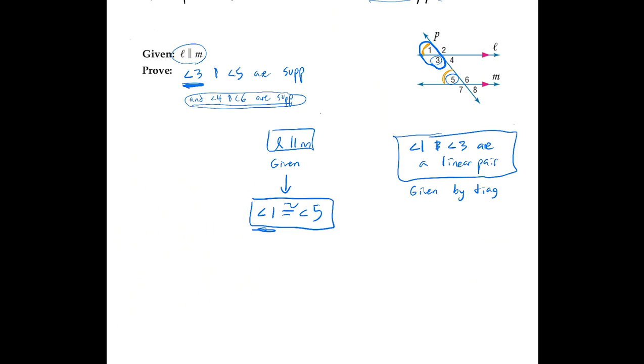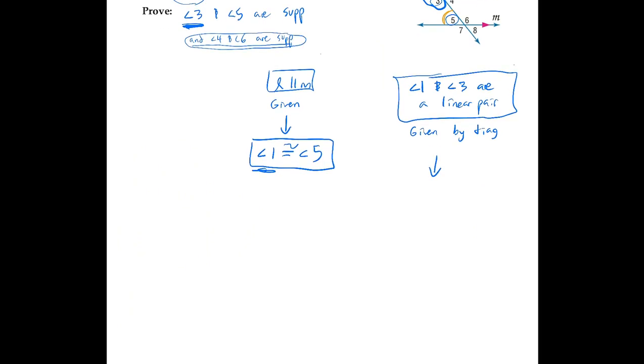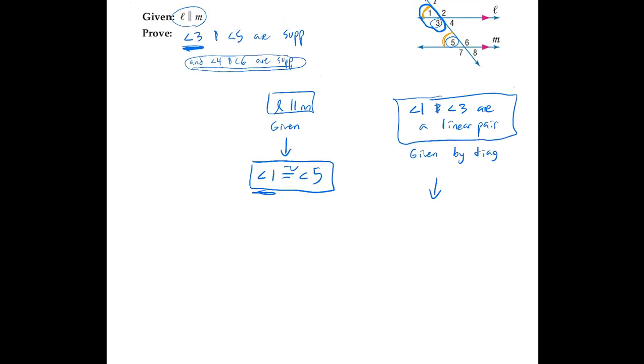Okay, and what does that tell me? Well, I could go to a couple different things here. So the supplement theorem says linear pairs are supplementary. If we're on IXL, it says linear pairs sum to 180 degrees. I'm going to go straight there. I'm going to go the measure of angle 1 plus the measure of angle 3 is equal to 180 degrees. And so you could do this in 2 steps using the supplement theorem and definition of supplementary.